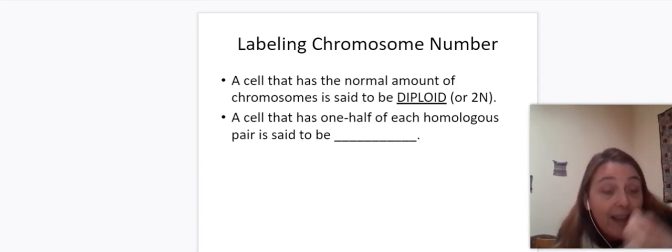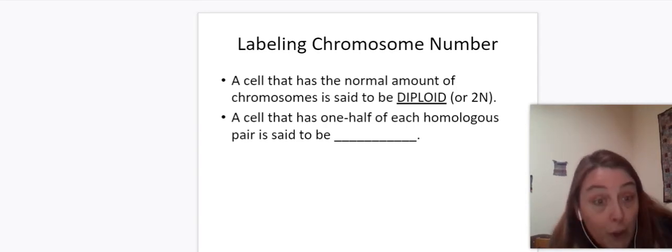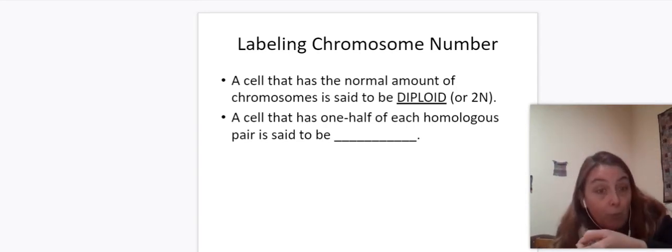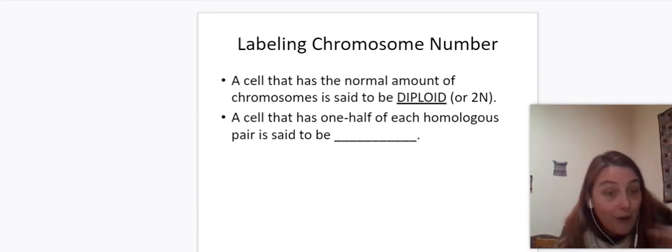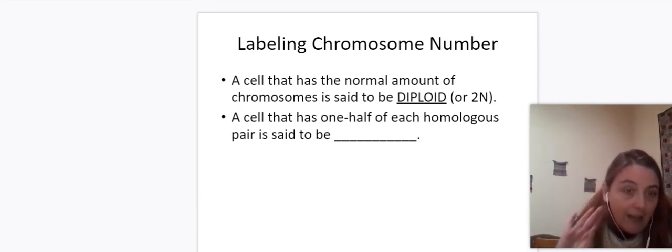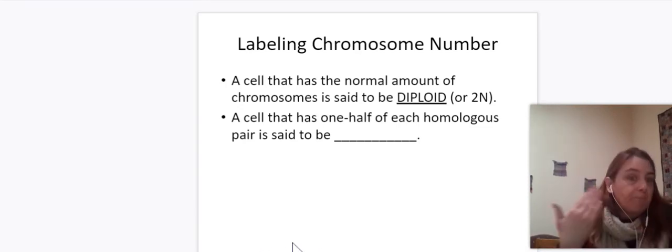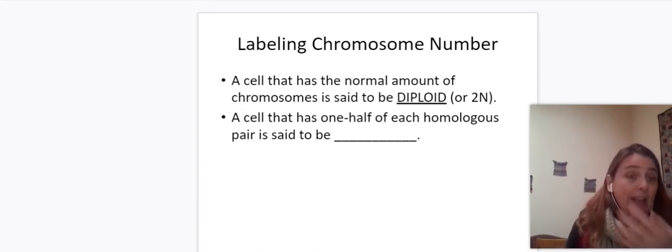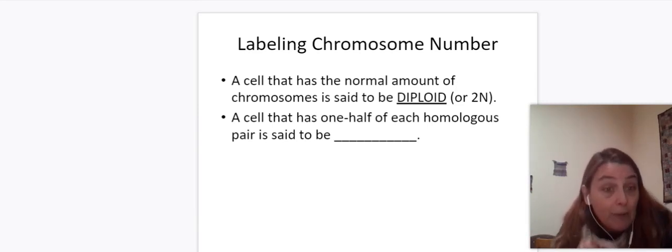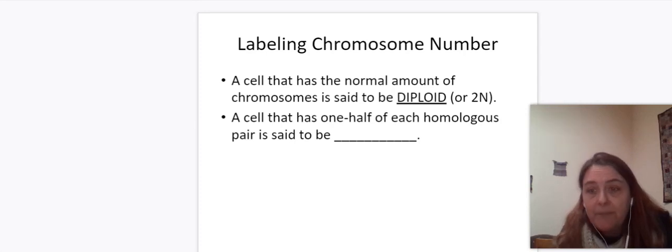If I look at that cell, I will find that there's 2 genes for eye color, one on one homologous chromosome and one on the other. They might both say green eyes, or one might say blue eyes, and one might say green eyes, okay? But they are about the same trait. And I have 23 pairs in that cell, 46 chromosomes in my diploid cell.